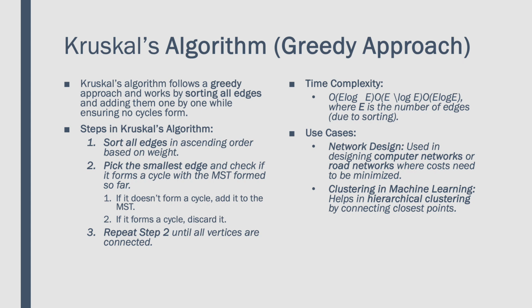First, it sorts all edges in ascending order based on weight. Then it picks the smallest edge and checks if it forms a cycle with the MST constructed so far. If it does not form a cycle, add it to the MST, and if it forms a cycle, discard it. And we'll repeat this step 2 until all vertices are connected.